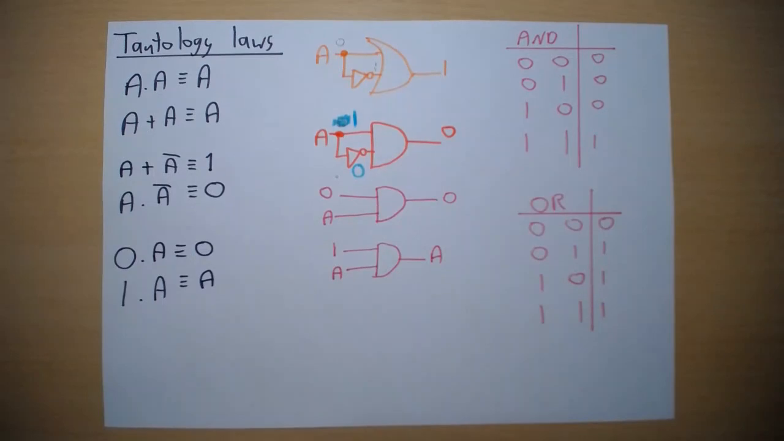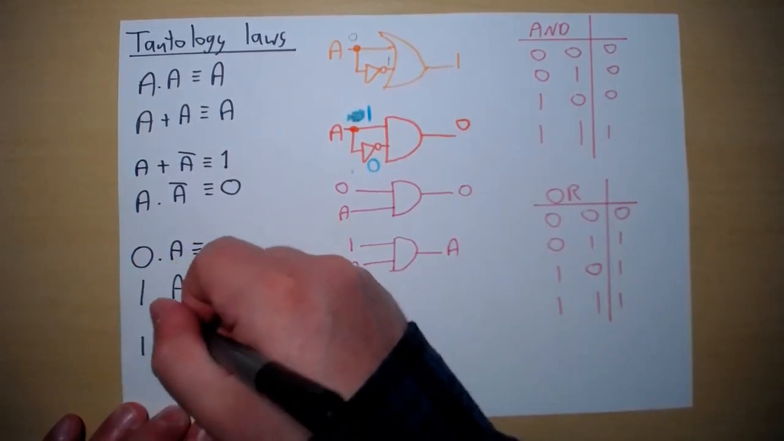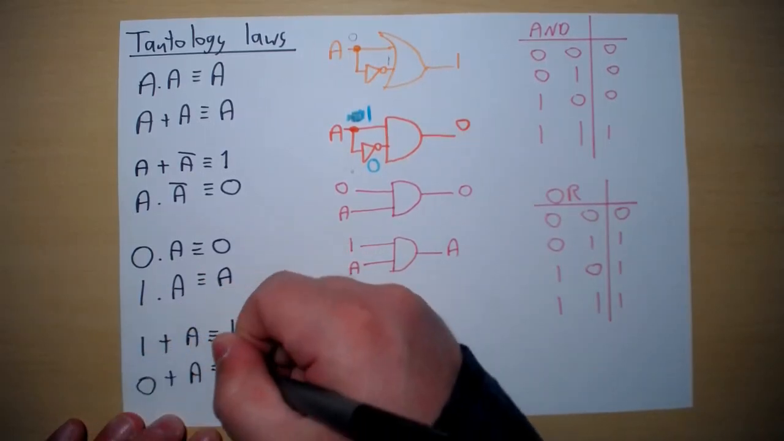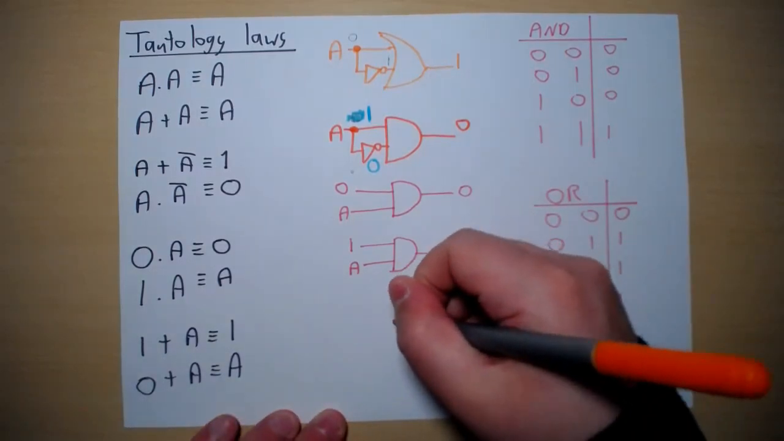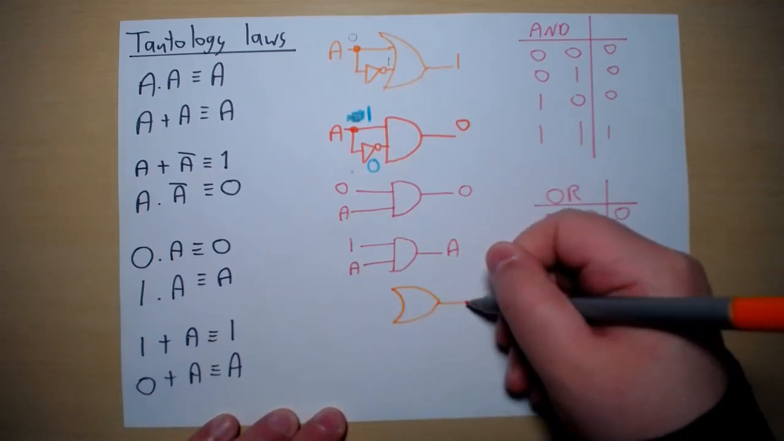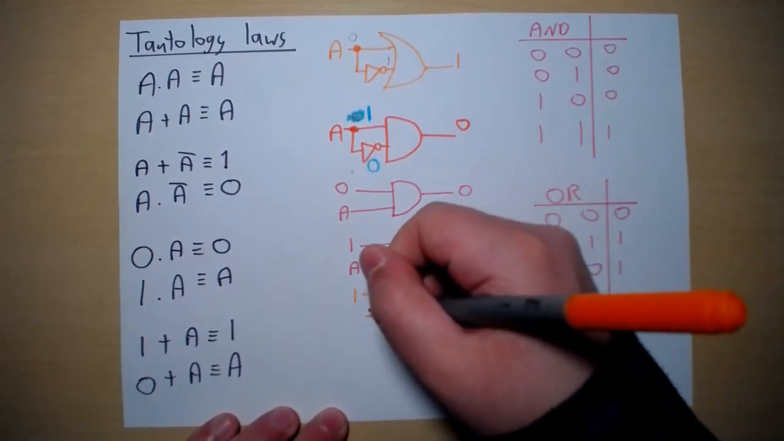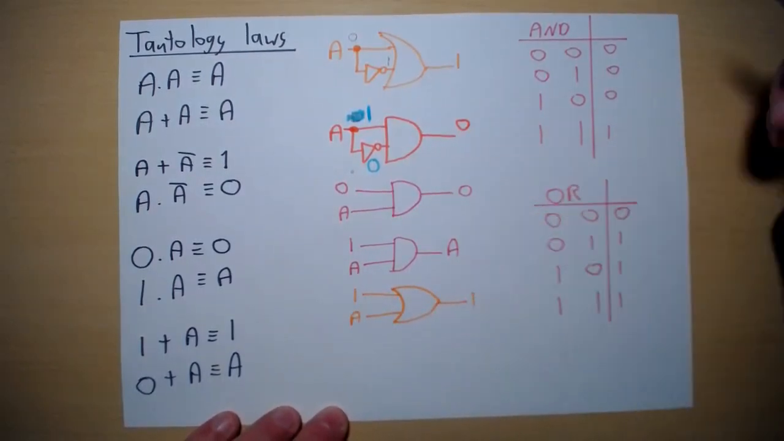The last set of tautology laws are the ones used for the OR gate. So 1 or A, they will always give us a 1, and 0 or A, they will always give us an A. And if we sketch these gates, so if we do an OR gate, and I am referring to the first one, if we have a 1 going through the OR gate, irrelevant what is the other output, since there is a 1, the OR gate will always give us a 1.